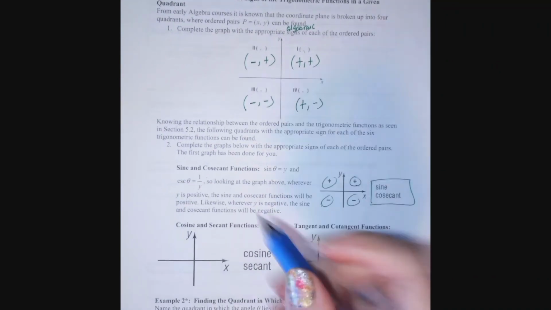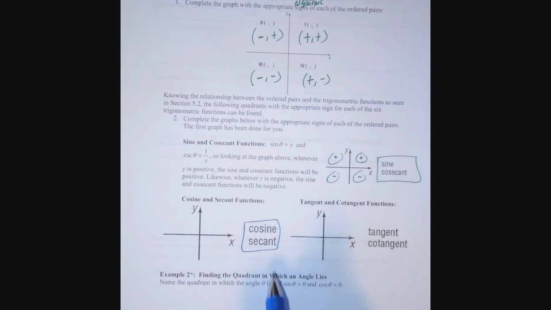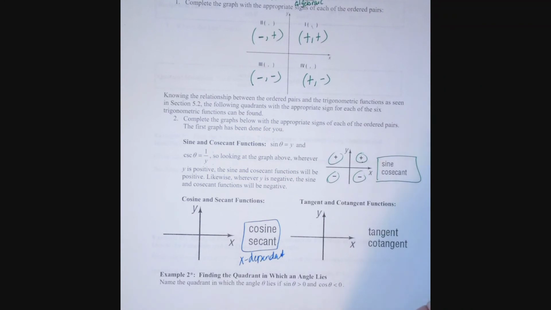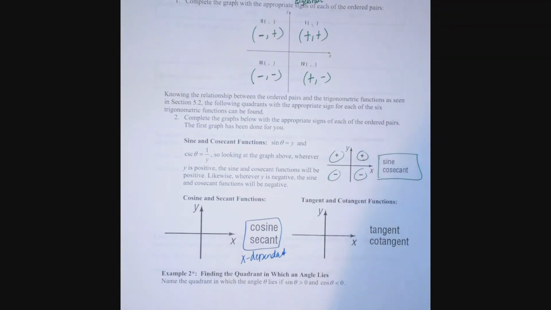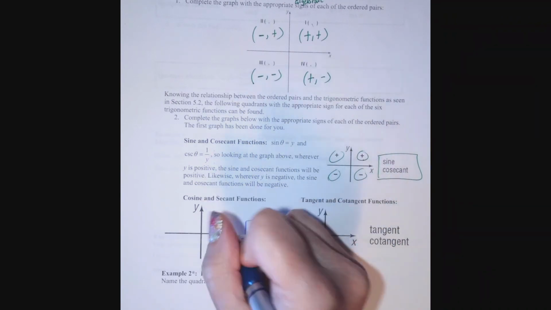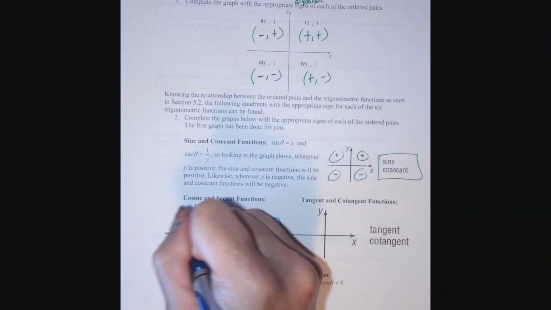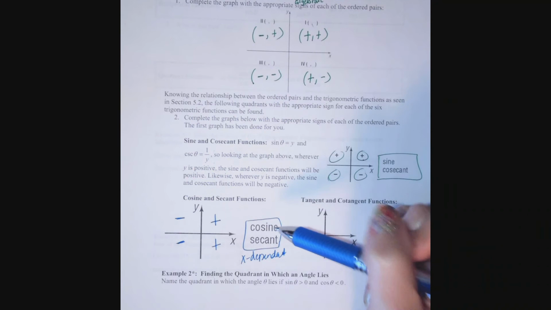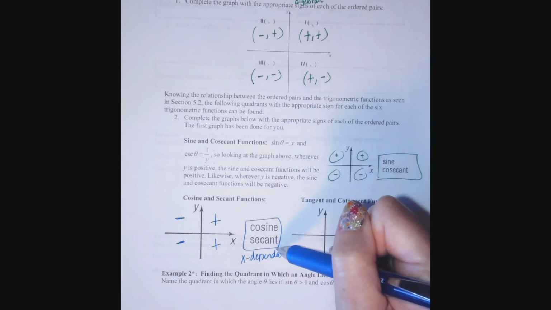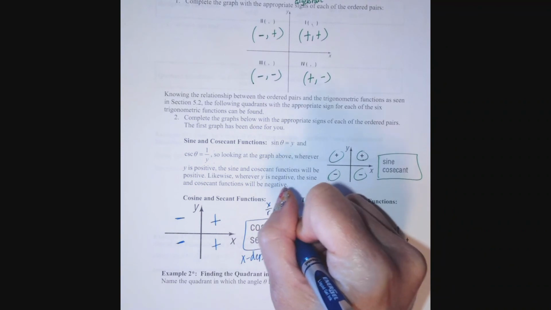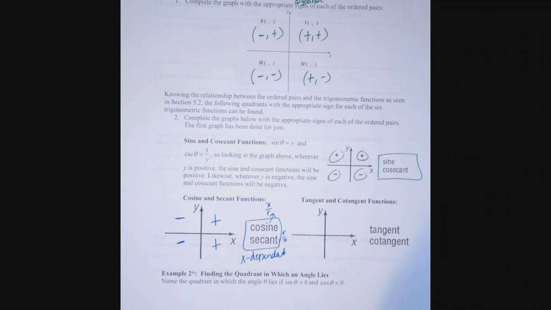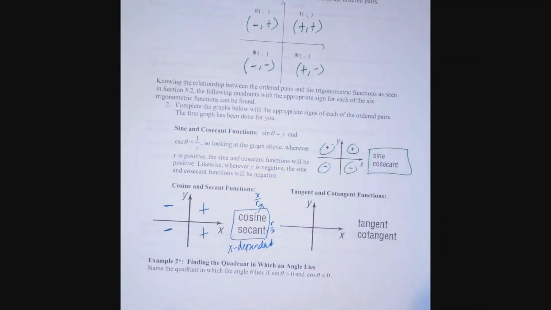Now, cosine and its reciprocal secant don't depend on the y, they depend on the x. They are x dependent. So we're going to be interested in the algebraic sign of the x coordinate. Well, x is positive over here in quadrants 1 and 4, and x is negative over here in quadrants 2 and 3. So those are also the function value signs, positive or negative, for cosine and secant, because they depend on x. X over r for cosine, and r over x for secant. Again, if I'm at the unit circle, that r is just 1.